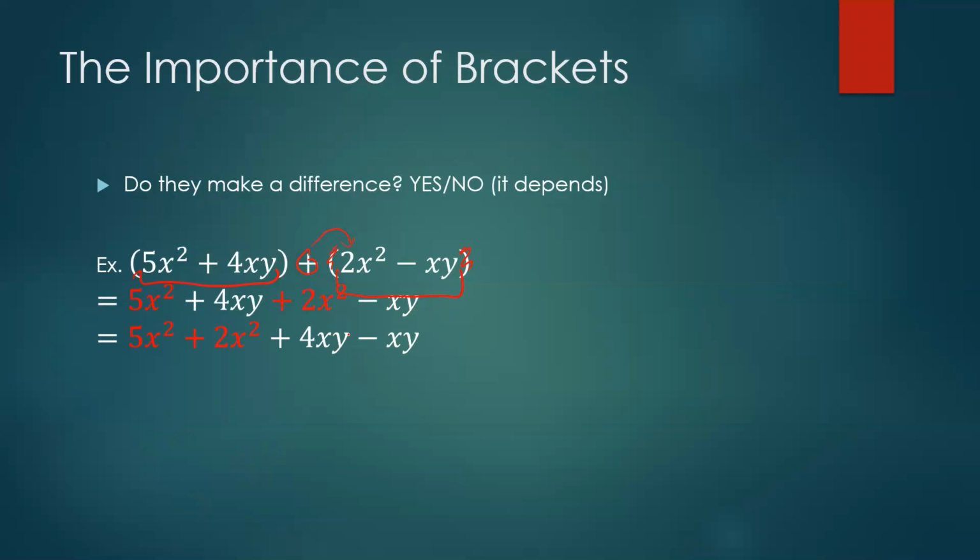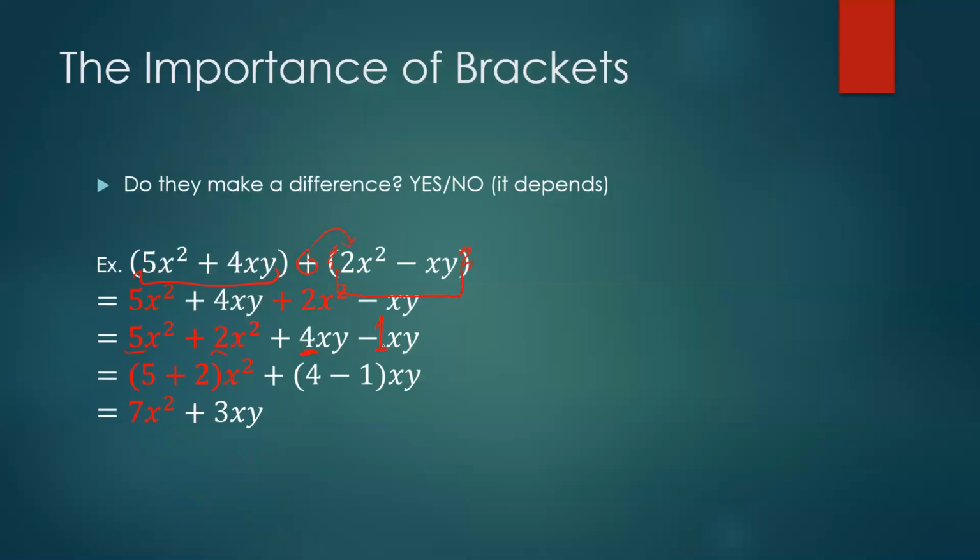Now we can add or subtract the coefficients depending on whether they're positive or negative. We're going to add the coefficients of x squared, so 5 plus 2 gives us 7. And we're going to subtract the coefficients of xy. Technically there's no number written here, but remember, when you don't see a number, it's automatically 1. There's a 1 in front of the xy. So we have 4xy minus 1xy, and that gives us 3xy. So this simplifies to 7x squared plus 3xy.